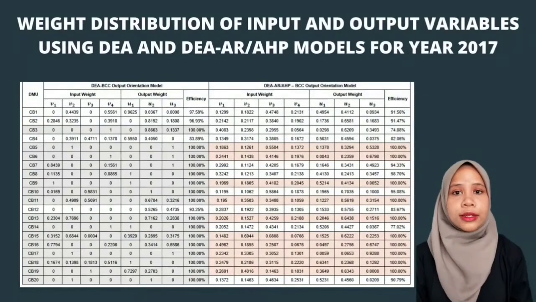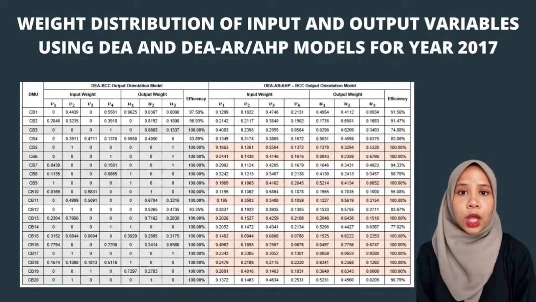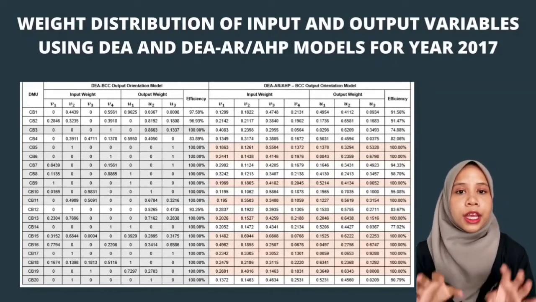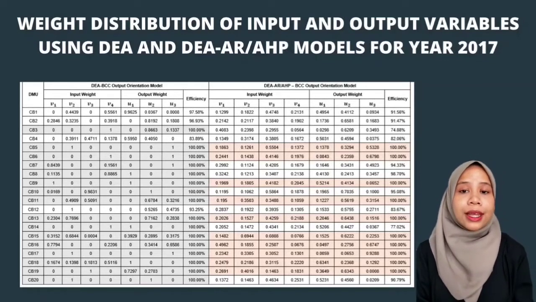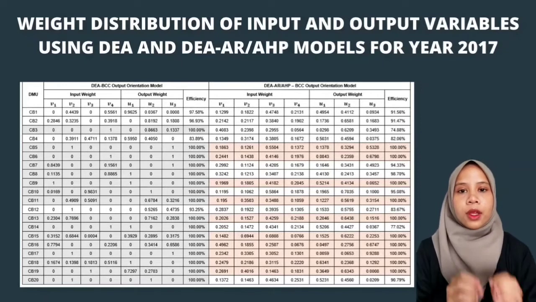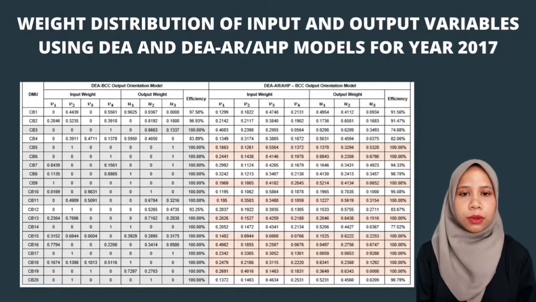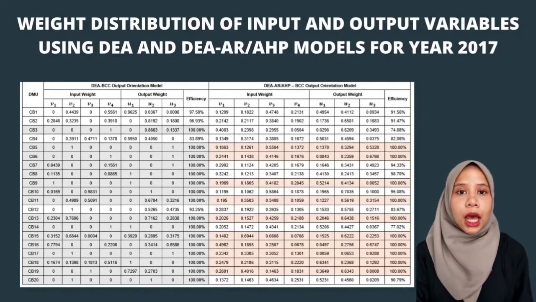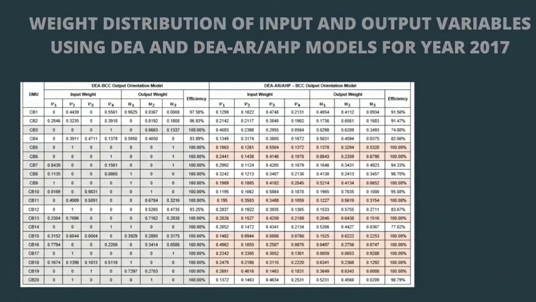The table shows the weight distribution of input and output variables using the basic DEA model and the hybrid DEA-AR AHP model for year 2017. On the left side shows the result using the basic DEA model. We can see that there are many efficiencies occurring using this model. There are many zero weights, and there are 16 DMUs counted as efficient units with 100% efficiency. While on the right side shows the result using the hybrid DEA-AR AHP model. From the table, we can see that there are no more zero weights, and the number of efficient units has been reduced to 10 DMUs.